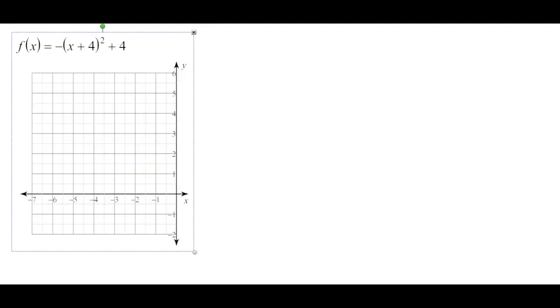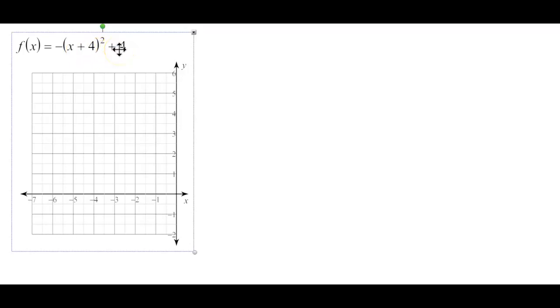So there are 2 ways to find the vertex. If it's in standard form, we're going to use that little formula, x equals -b over 2a, like we did when we first introduced our quadratics. If it's in vertex form, which this here is considered vertex form because you have a quantity squared and then a number on the end, sometimes you have a coefficient out front. This is considered vertex form.